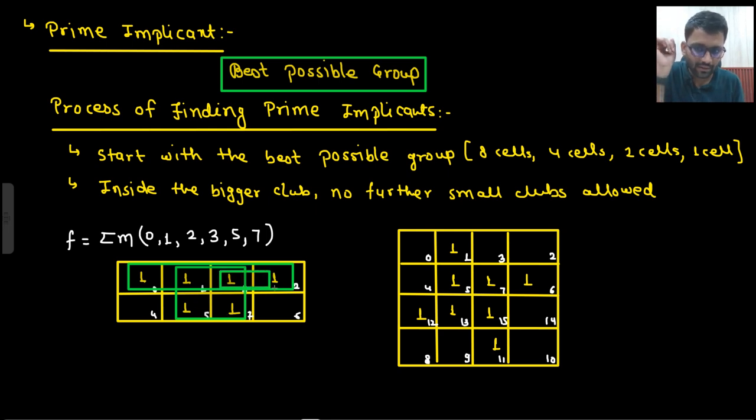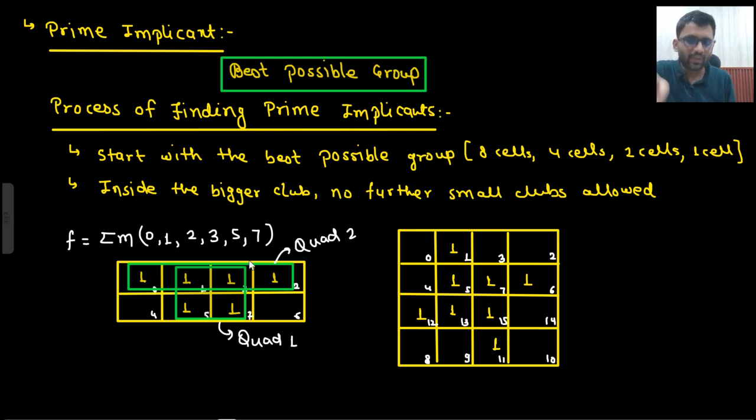If I make this pair, which is 2 and 3, then 2 and 3 is available in this quad as well. This is quad 2 I am saying, and this is quad 1. So 1 and 5 is present in quad 2. In quad 1, this 2 and 7 is present. 2 and 3 is present in quad 2. 1 and 3 is present in quad 2. 0 and 1 is present in quad 2, and 0 and 2 will be present in quad 2. These are already present, so they are not prime implicants.